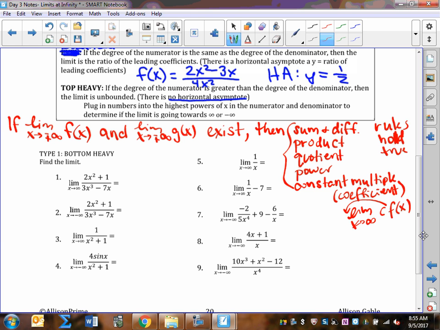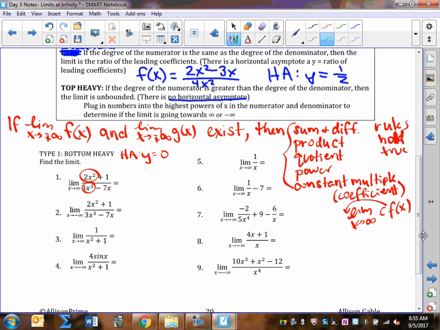So type 1: if it's bottom heavy, remember our horizontal asymptote is y equals 0. So that should be our end behavior. Number 1: the limit as x approaches infinity of 2x squared plus 1 over 3x cubed minus 7x. We are interested in only the largest term. Because when we think about putting in infinity, you can't really plug in infinity because it's not a number you can attain. But if we put in a super large number, this plus 1 is going to become insignificant compared to what's happening here, and the minus 7x is going to become insignificant as well.